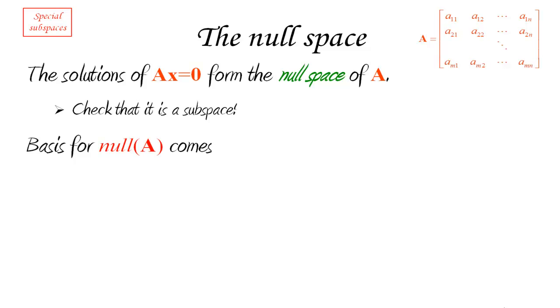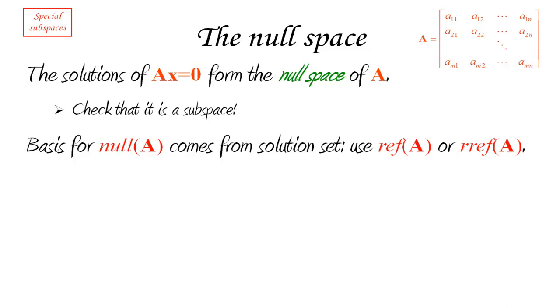Okay. Now, how do we get a basis? Same idea. How do we get a basis for the null space from the matrix itself? What we're going to be doing is looking at the solution set of the matrix itself. So we're going to use either the REF of the matrix or the RREF in order to have a look at the solution set. Again, this is best done through an example. So let's look at the same matrix that I showed you before.